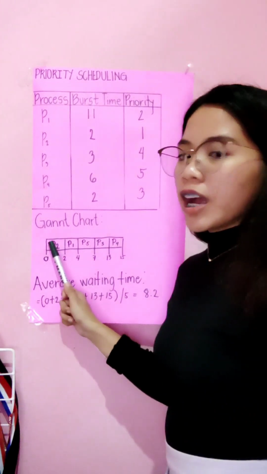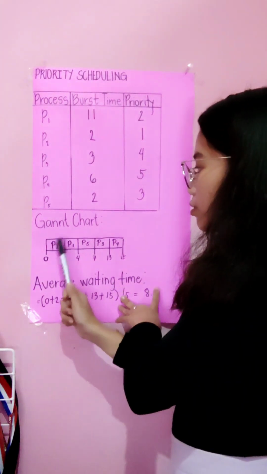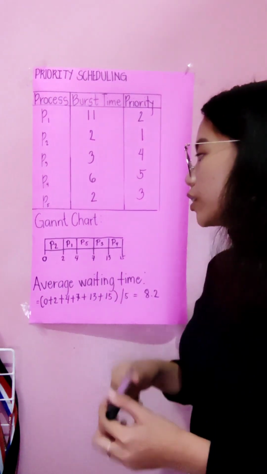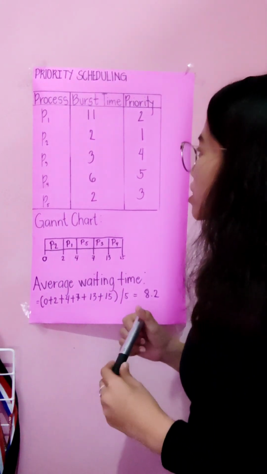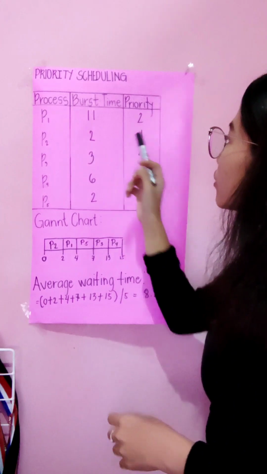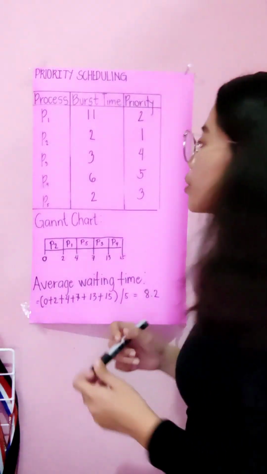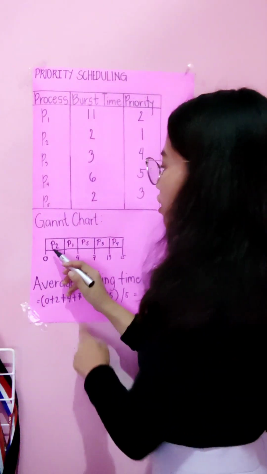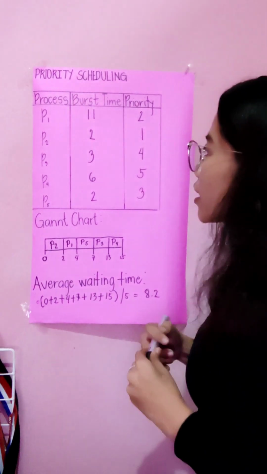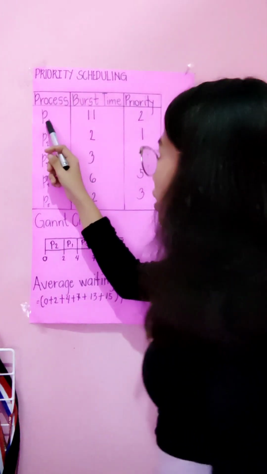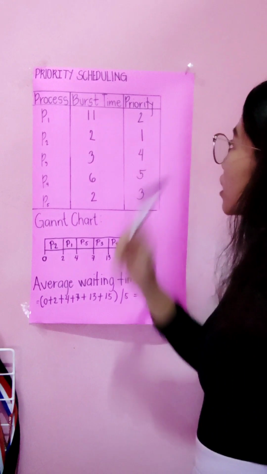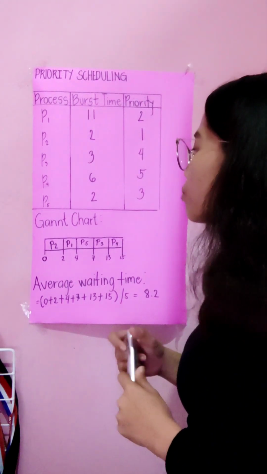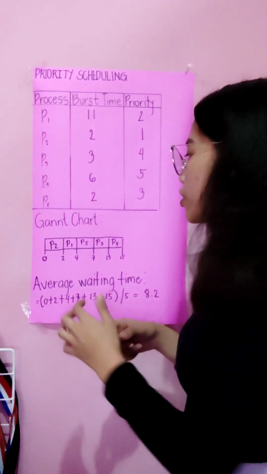I have here our 5 blocks of Gantt chart. Since the P2 has the highest priority number, I put it here in the first block. Then the P1 has the second highest priority number, so I put it here in the second block.